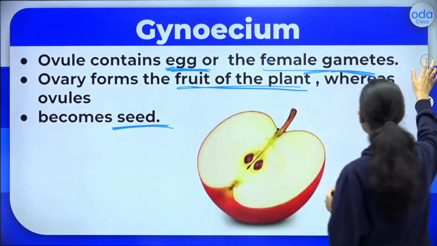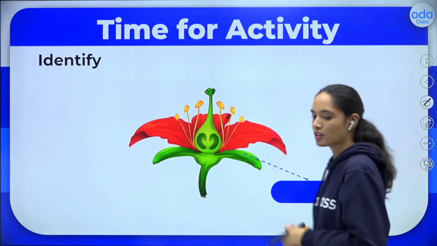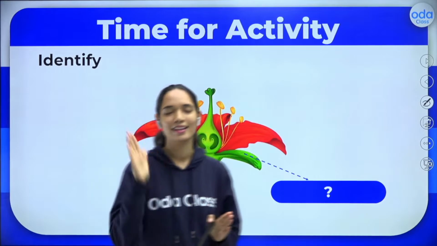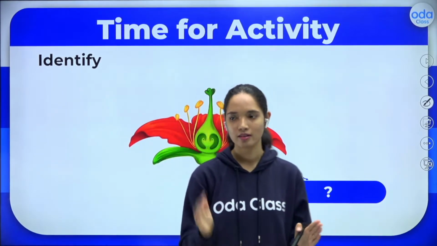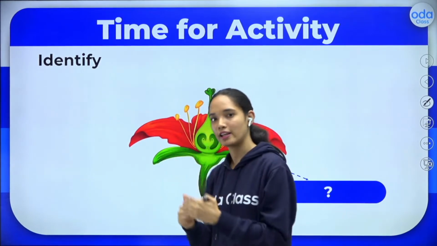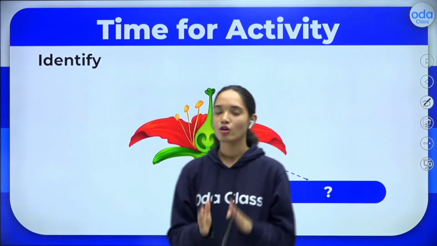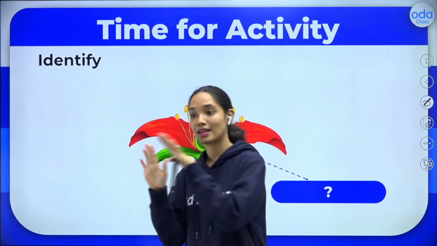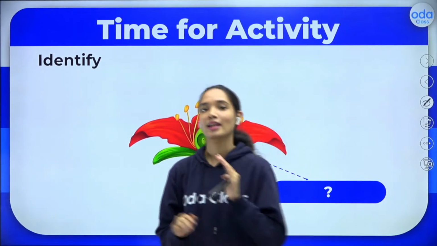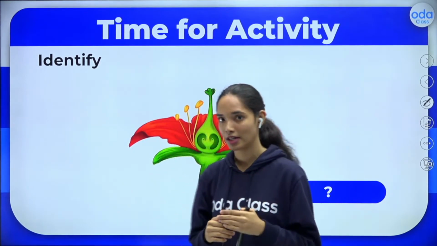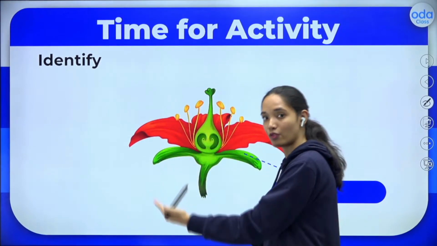So let's do a quick recall. There are four main parts of a flower: calyx, corolla, androecium, and gynoecium. Calyx is the collection of sepals. Corolla is the collection of petals. Androecium is the collection of stamens. Stamen is the male reproductive part. It has anther and filament. Anther contains pollen grains, and pollen grains carry what?